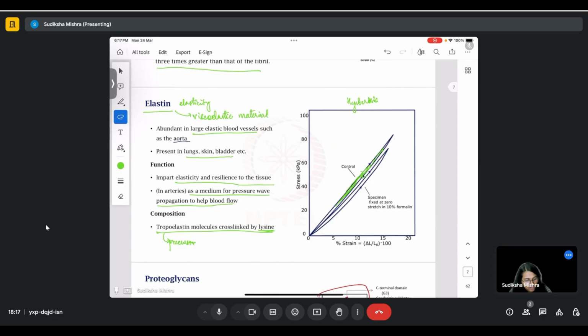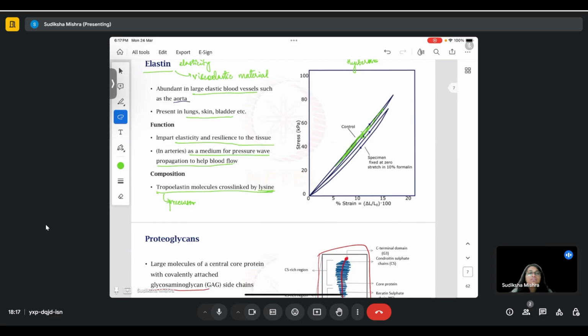Okay, and if you were to fix any tissue, it essentially arrests the tissue at the state at which it was fixed and kills it. So the stress strain that the tissue can tolerate will be different than a live tissue.